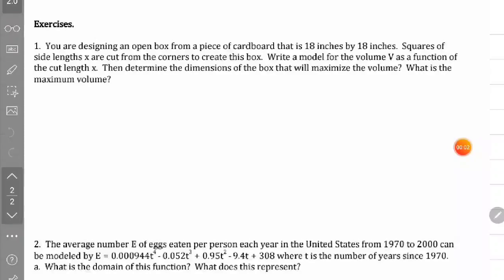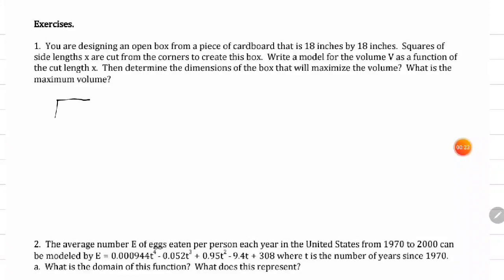Alright, you're designing an open box from a piece of cardboard that is 18 by 18 inches. Squares of sides or lengths x are cut from the corners to create this box. Write a model for the volume V. What is the maximum volume? Okay, so dimensions and maximum volume. Always draw your picture. It helps. So we have an 18 by 18, and then we're cutting out x by x corners.